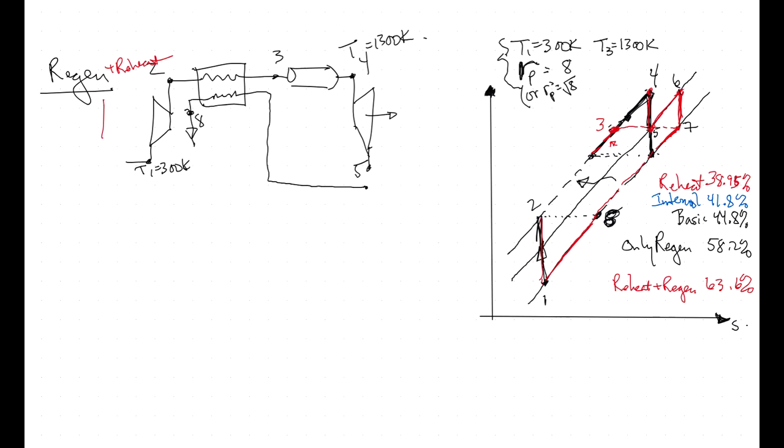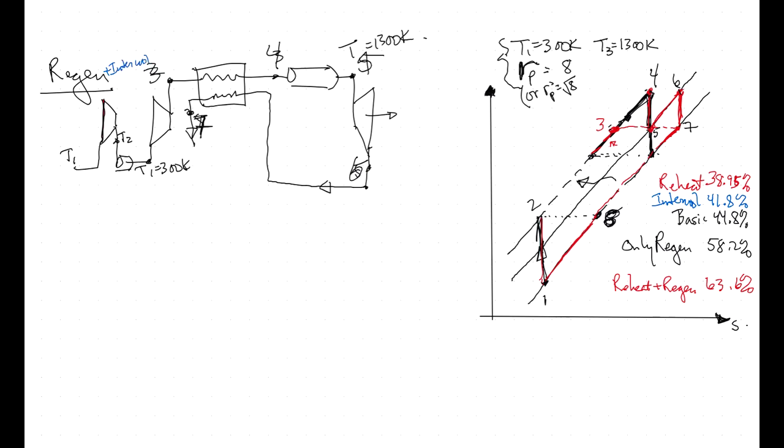Now I have two compressors, and the output of the first compressor goes to an intercooler. So we come in at T1, compress to T2, cool to T1, compress to T3. Then I add heat. This is going to be 4, T5, T6, and then I send the output into the regenerator, 7. Now I'm going to erase this red text and go to blue. It says regen plus intercooling.